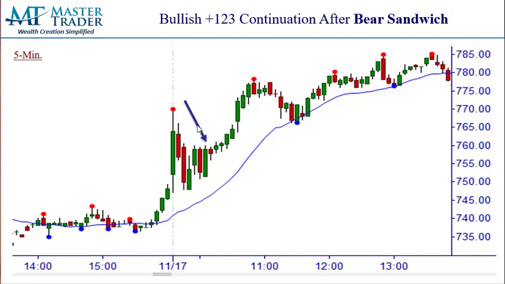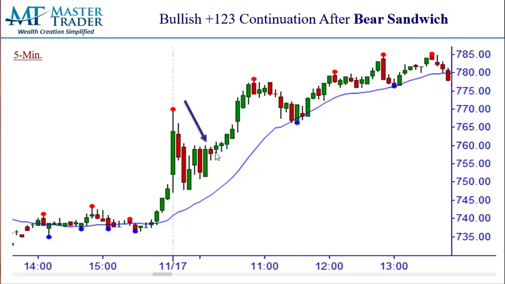It came in, it moved up. Green bar, uh-oh, big ugly red bar, suggested lower prices. Not so fast. 180 reversal, closing right back at the high with a price void above. Presumably the bigger time frames were very bullish and confirmed this. Now, this is another Master Trader setup called the bullish 1, 2, 3 continuation after the bear sandwich that I just explained to you, of green bars engulfing the red bar.